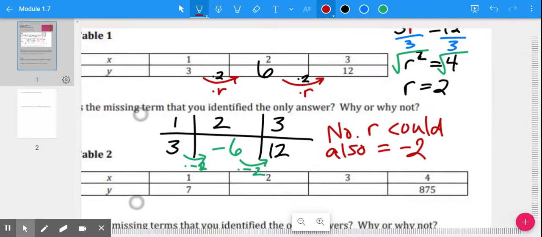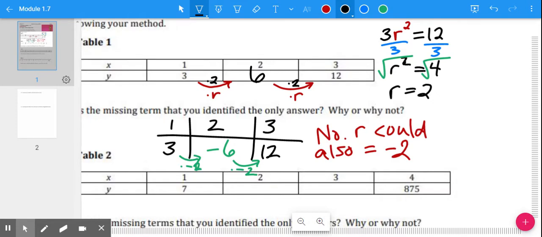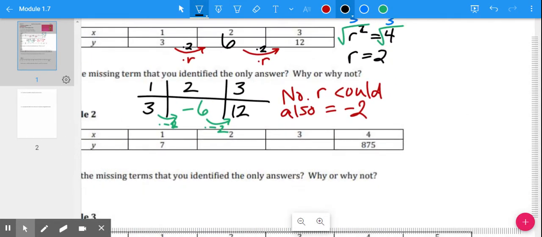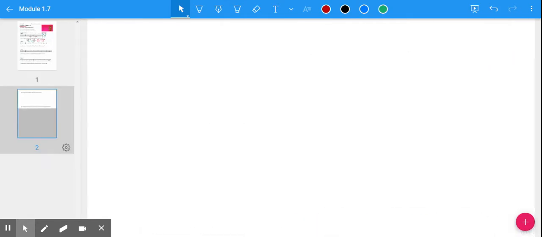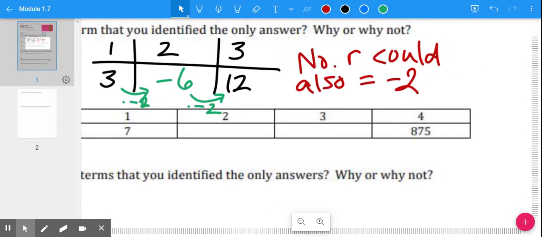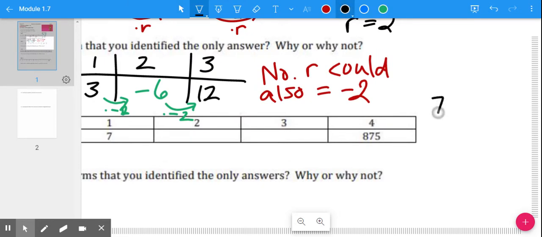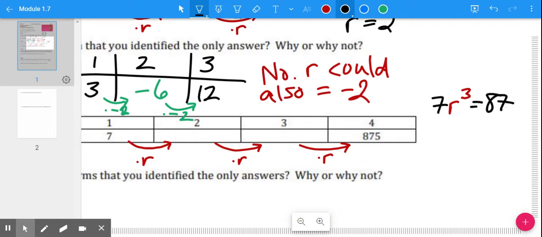So now if we look at table 2, this one has an additional missing term. So we start off with our 7. And then we multiply r times r times r, to get to the second term, the third term, to the fourth term. Exponents represent repeated multiplication. So we have r times r times r, that's r to the third power because there are 3 r's there. And that's going to take us to 875.